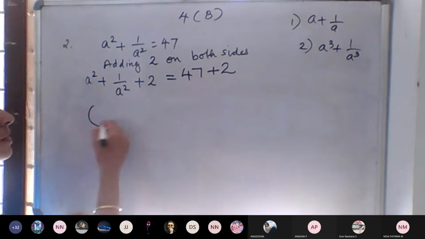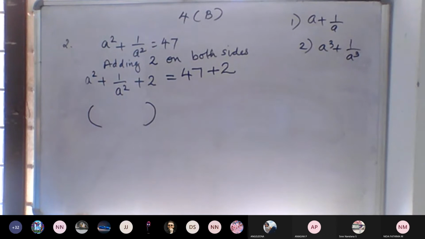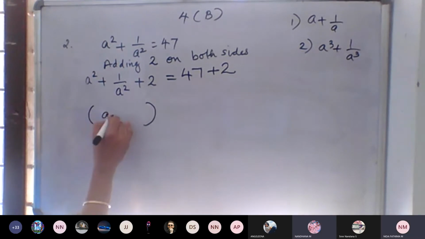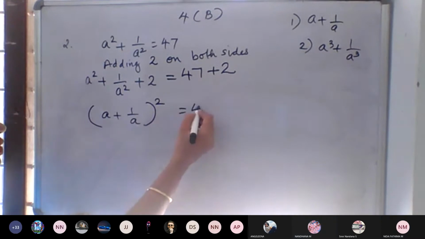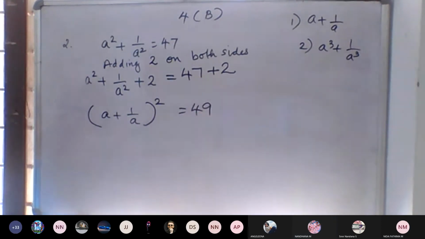Thus, in the next step we can write it as a plus 1 by a, the whole square, which is equal to 49. Write down up to this. Then tell me your doubt. What is your doubt?